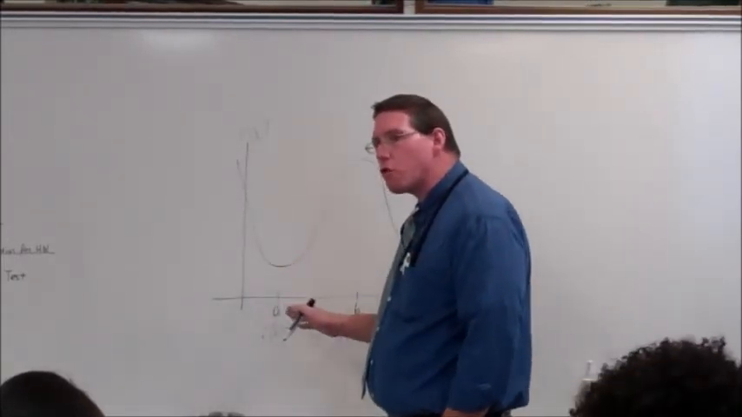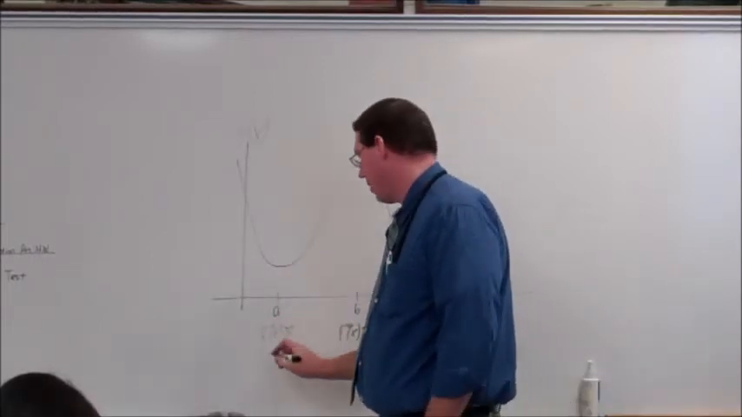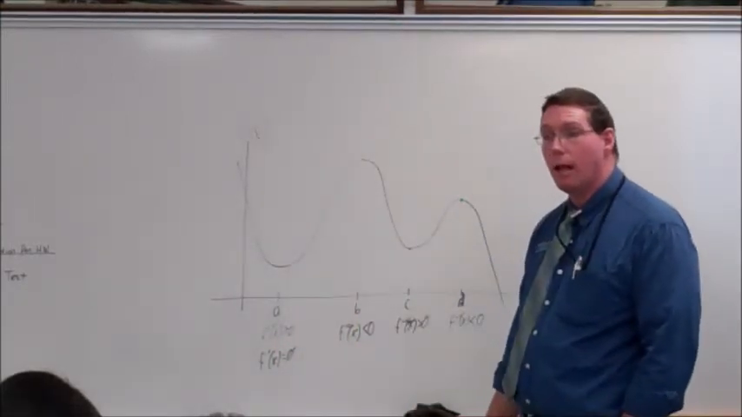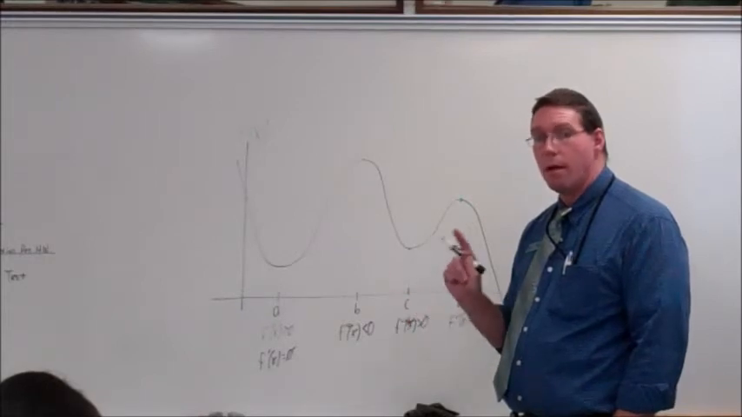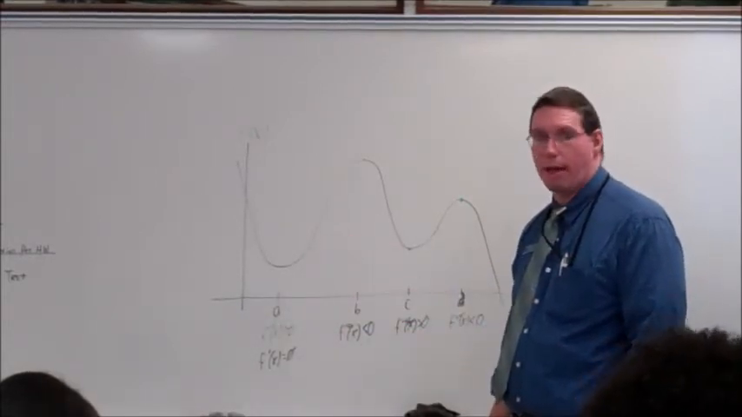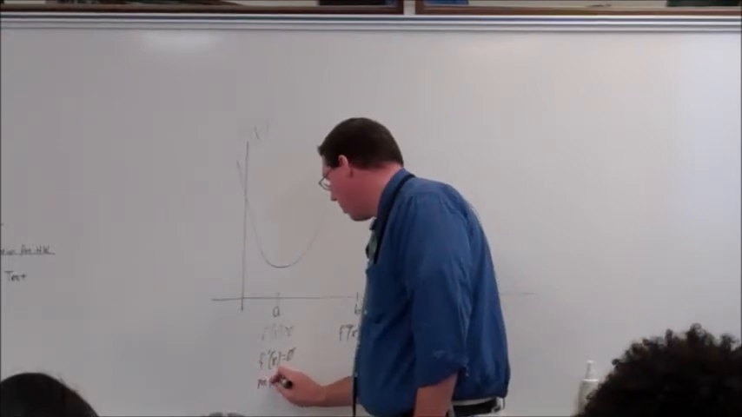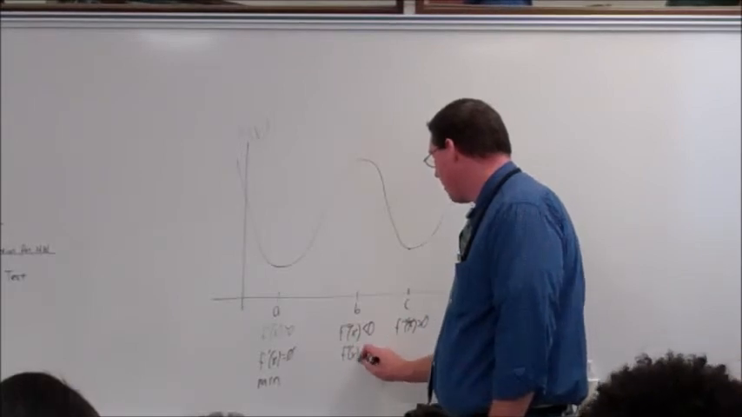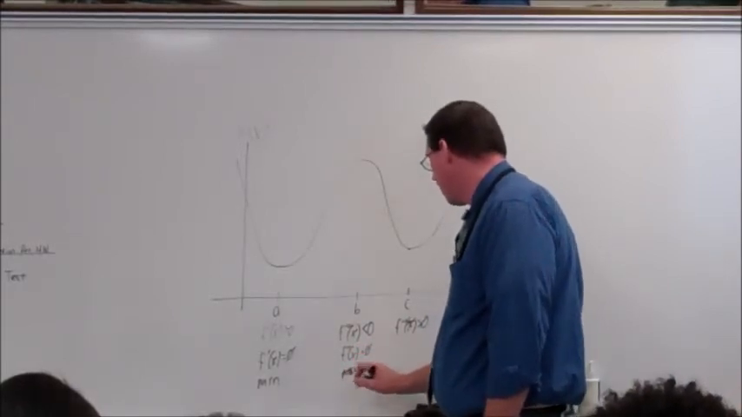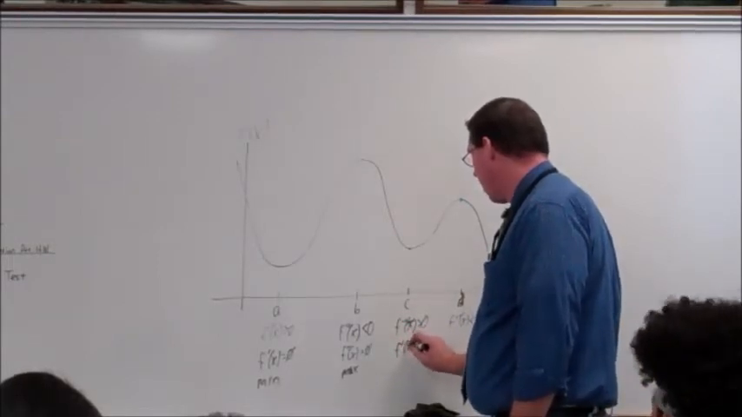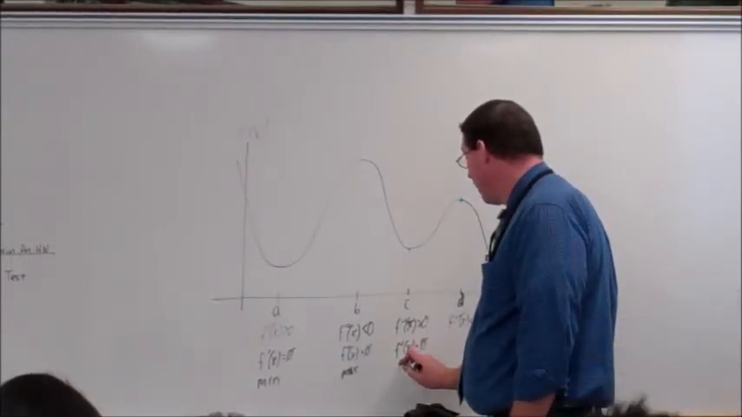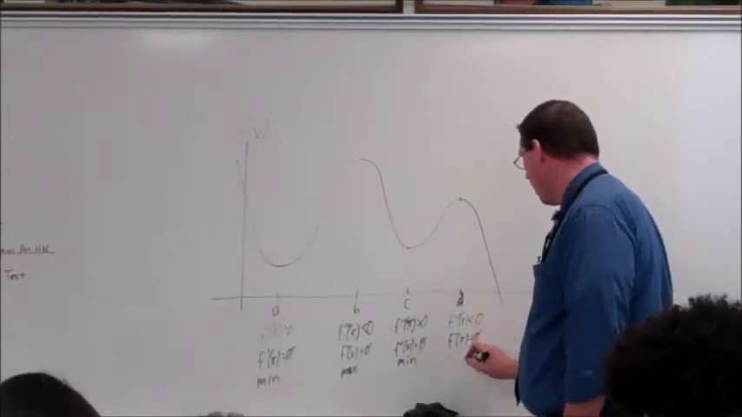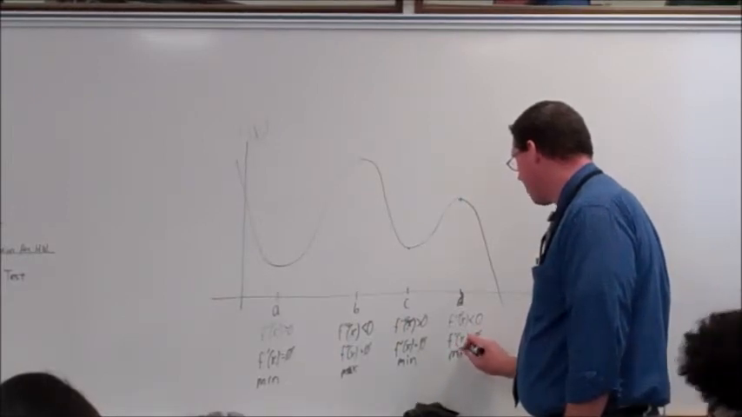All right, now, tell me about the first derivative at A. F prime of x equals 0, indicating a possible minimum or maximum. How would you characterize A? As a local minimum. How about at B? F prime of x equals 0, minimum or maximum? Maximum. How about at C? F prime of x equals 0, local minimum. How about at D? Equals 0, and it's a maximum.